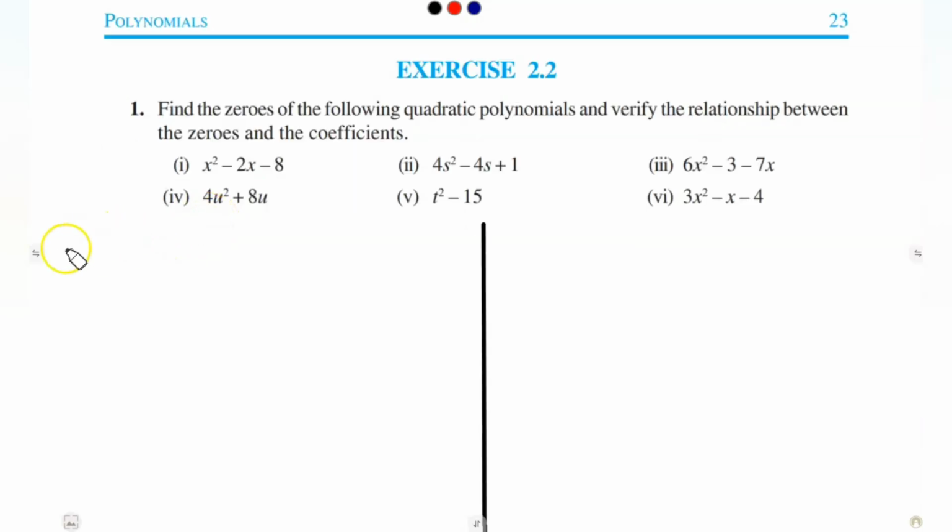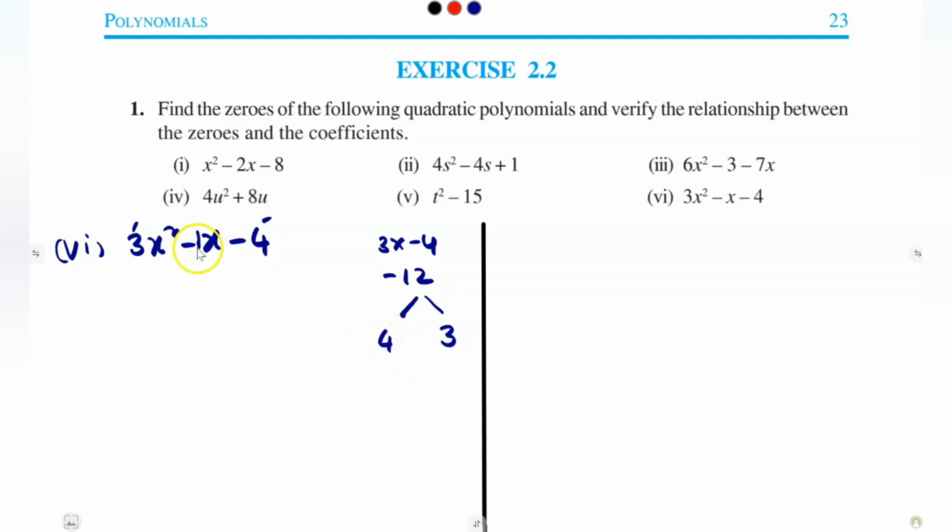Now the sixth question is 3x square minus x minus 4. Let us factorize this by taking the factors of 3 times minus 4, so 3 into minus 4, which is minus 12. Find the factors of minus 12 in such a way that if you add the integers you should get minus 1, which is the coefficient of x. Write 4 times 3 is 12, and since the middle term is negative, put the bigger number negative and the smaller number positive. So minus 4 plus 3 gives you minus 1.